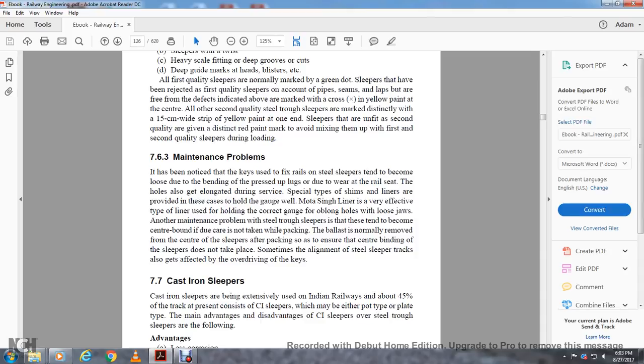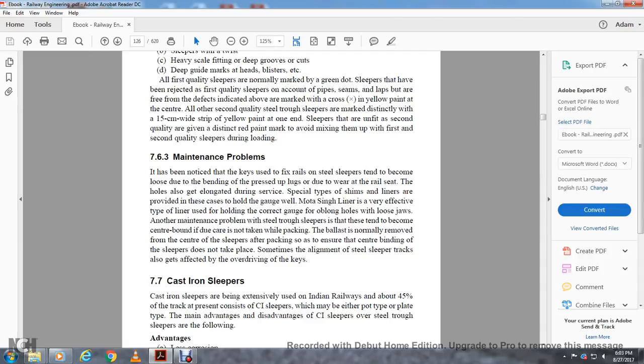Another maintenance problem is that the steel trough sleeper tends to become center bound, due to care not being taken while packing. The ballast is normally removed at the center of the sleeper after packing, to ensure that center binding of the sleeper does not take place. Sometimes the alignment of steel sleeper track is also corrected effectively with overdriving of the keys.